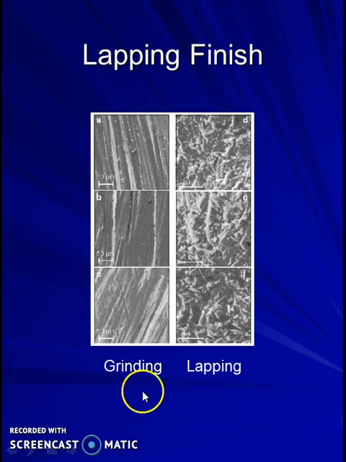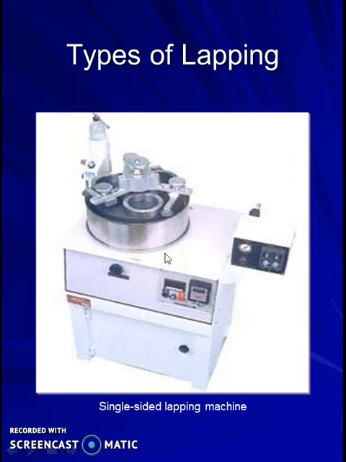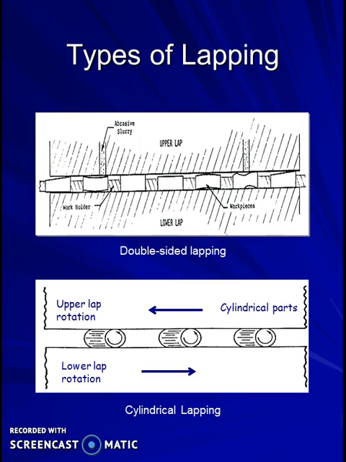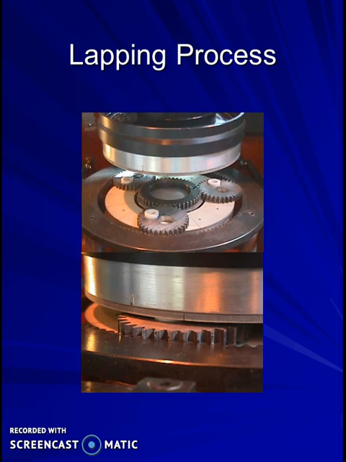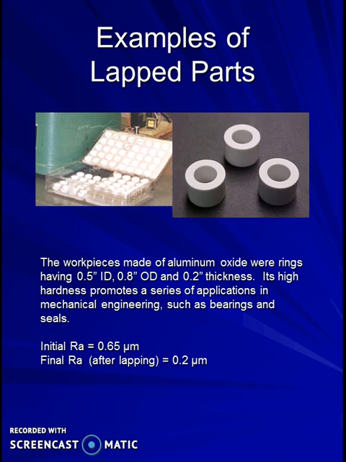Lapping finish: by comparison to grinding, how much finish can we get with lapping? Types of lapping: single-sided lapping machine, double-sided lapping machine, and cylindrical lapping. There are three different types of lapping. Just an example of this lapping process, and these are the parts which we can get from the lapping process.